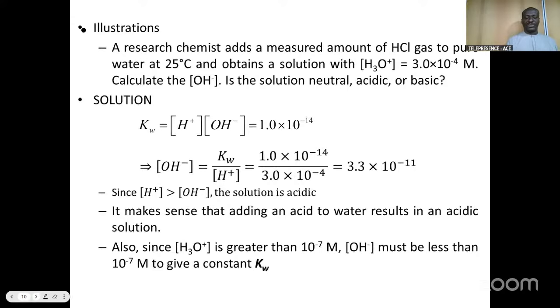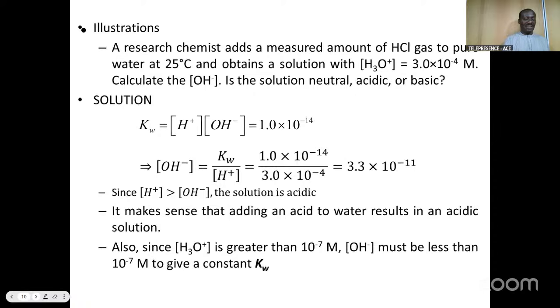Okay, to illustrate this concept so that we can have a feel of how to solve problems with this. The question says a research chemist adds a measured amount of hydrogen chloride gas to pure water at 25 degrees Celsius and obtains a solution such that the hydronium ion concentration is 3 times 10 to the power minus 4 molar. Calculate the OH concentration, and is the solution neutral? Is it acidic or is it basic?